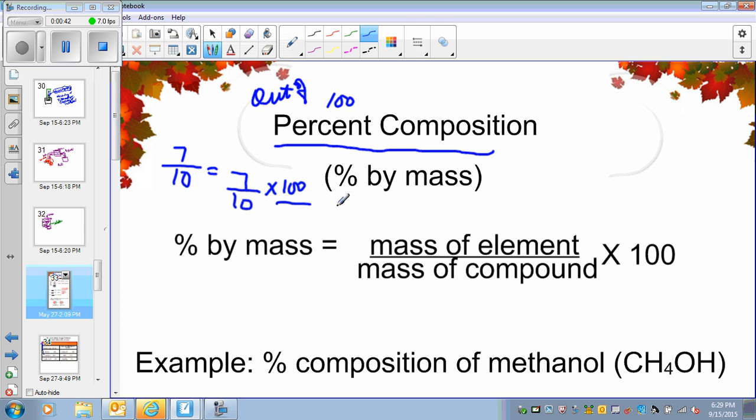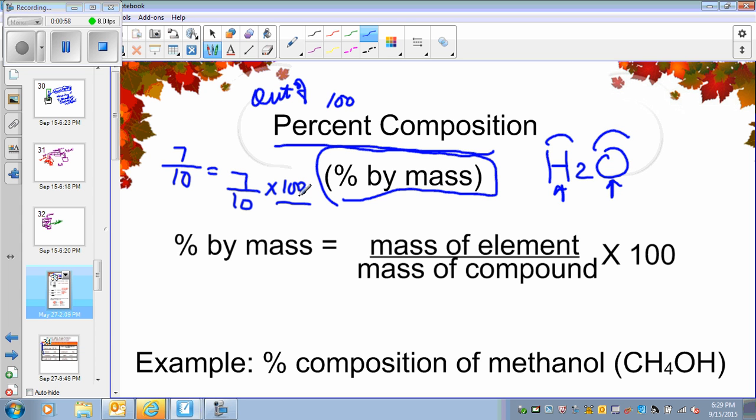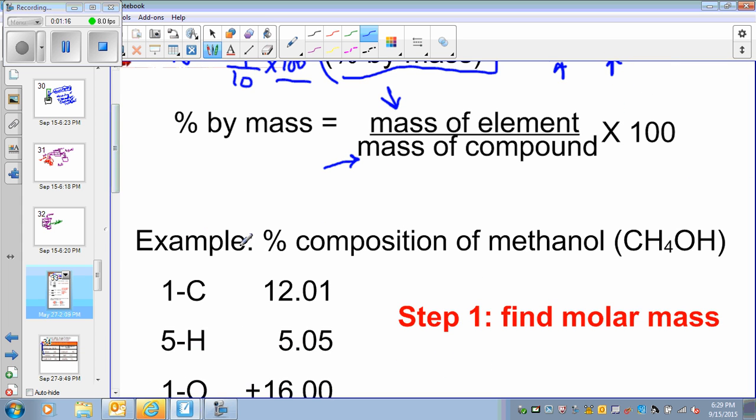So we want to understand today how to calculate percent by mass. So what do you do for a compound like water? What percent of water is hydrogen and what percent of water is oxygen? To calculate the percent mass of each element in the compound, we take the mass of the element, divide by the mass of the compound, and we multiply by 100. So of course you need a couple of things. You need the mass of each element, you add them together, that gives you the mass of the compound, and you multiply by 100.